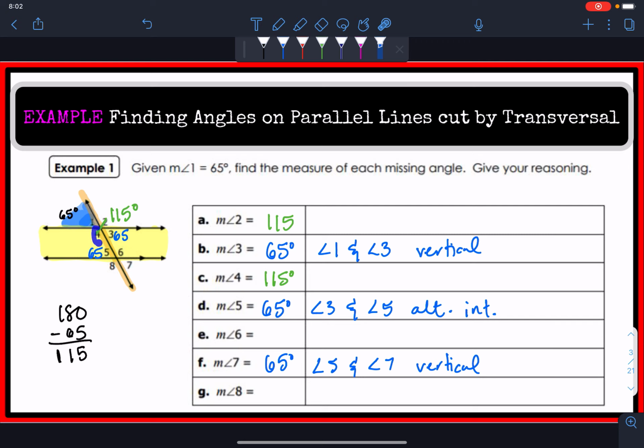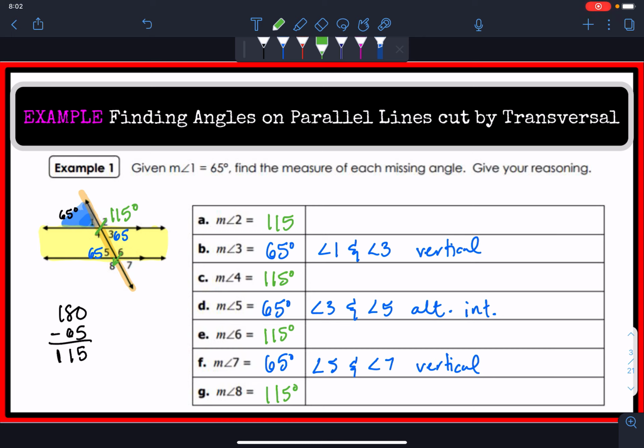Since angle 4 and angle 6 are alternate interior angles, they're on opposite sides of the transversal. 4 is on the left, 6 is on the right, and they're on the inside in between the two parallel lines. They're alternate interior angles, so that one is also going to be 115 degrees. And angle number 8 is also 115 because it's vertical to angle 6. So pretty much the exact same reasons, just with 115, we get the measurement of the other one.